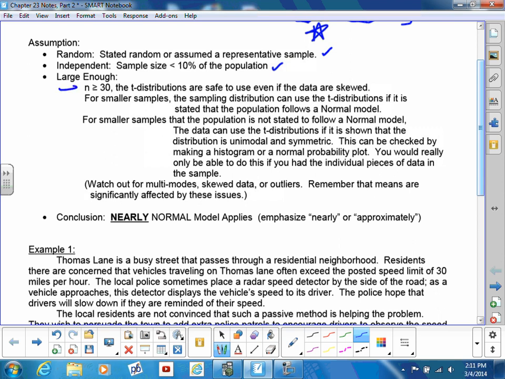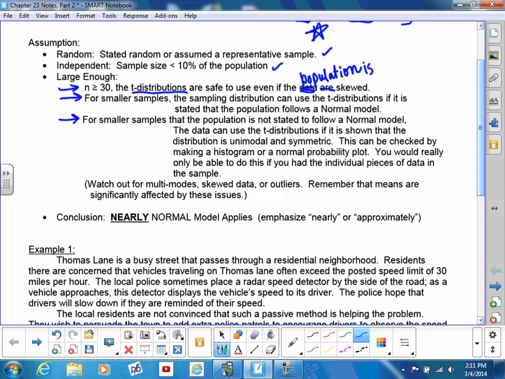There are really three situations happening. Let's look at situation number 1. N is greater than 30. Yay! So, guess what? T-distributions can be used, because if you use the sample standard deviation, they are safe to use, even if we are told that the population is skewed. Okay, that's nothing new. That is the central limit theorem.